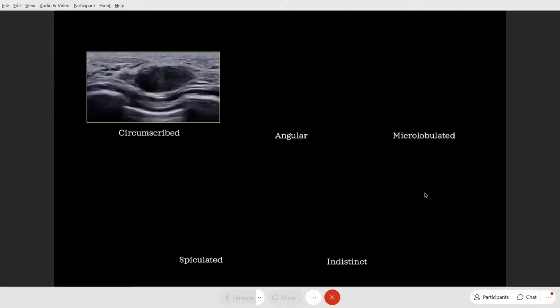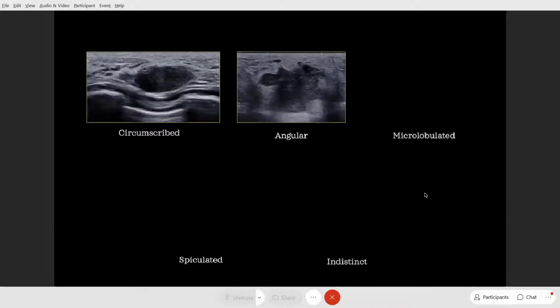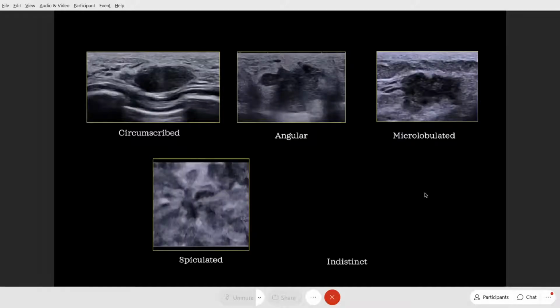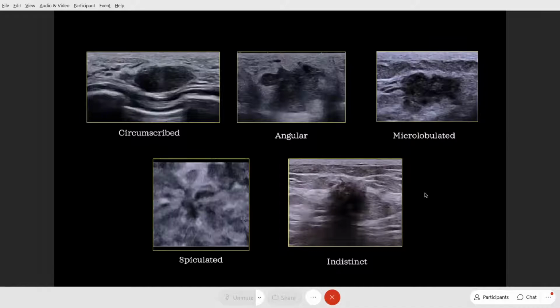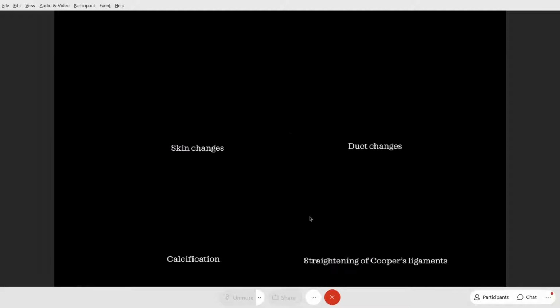The next one is circumscribed, angular, microlobulated, spiculated, and indistinct. So, this margin assessment is the crucial finding that we see on the B mode ultrasound to characterize the lesion as benign or malignant. So, anything which is non-circumscribed, which includes angular, microlobulated, spiculated, and indistinct, should be viewed with suspicion and should be biopsied to prove or disprove a breast cancer.